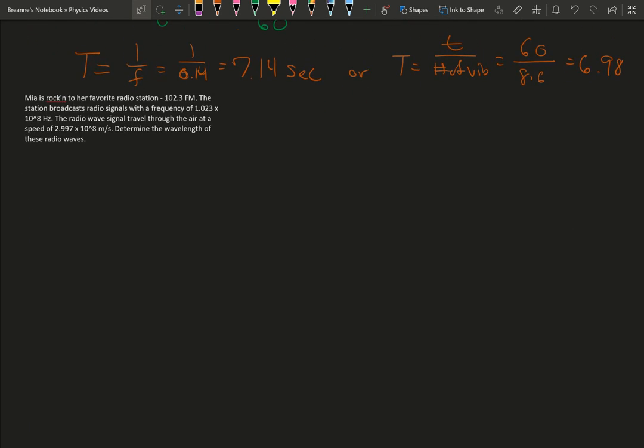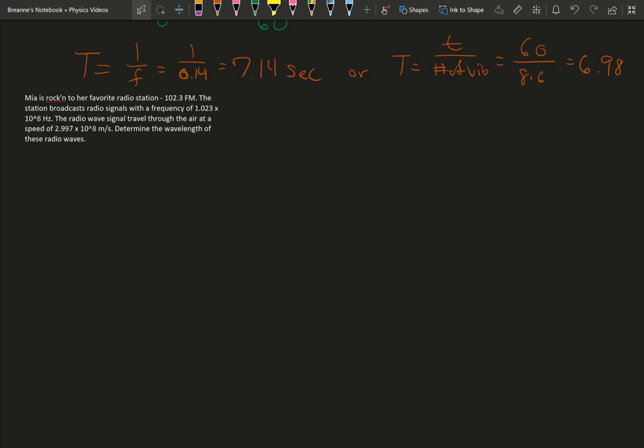Mia is rocking to her favorite radio station, which is 102.3 FM. The station broadcasts radio signal at a frequency of 1.023 times 10 to the 8th. The radio wave signal travels through the air at a speed of 2.997 times 10 to the 8th meters per second. Determine the wavelength of the radio wave.